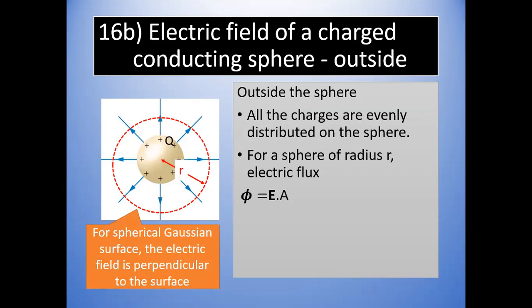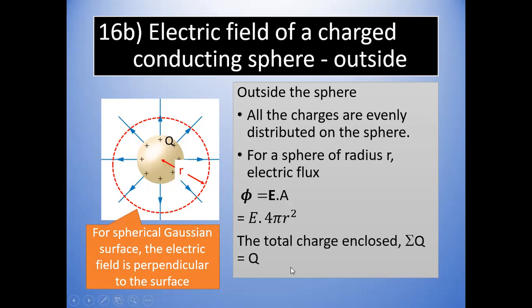Right? And we calculate the flux first. The first thing to calculate before we use Gauss's law is the flux. So it's E times A. Your E is perpendicular to A. So A is your 4 pi R squared, which is the surface area of the sphere. So the total charge in the sphere is Q.